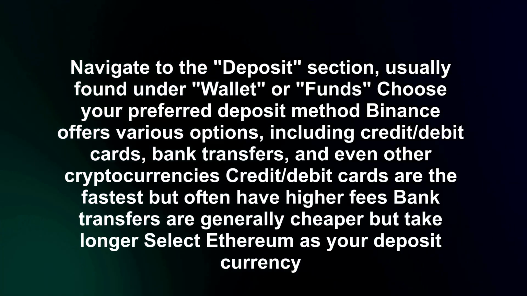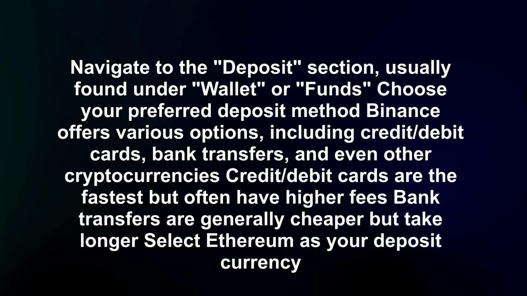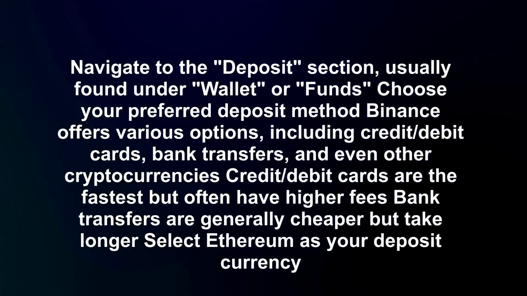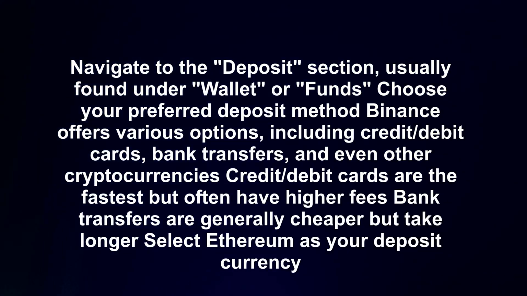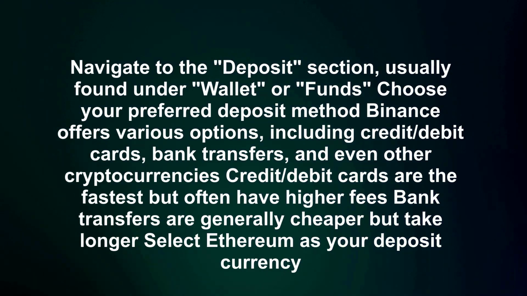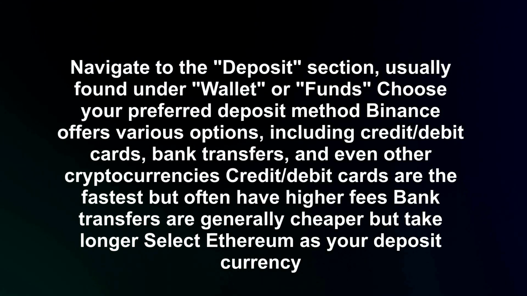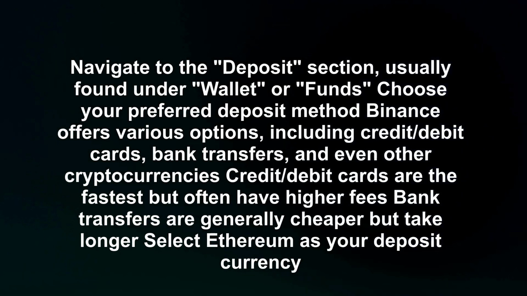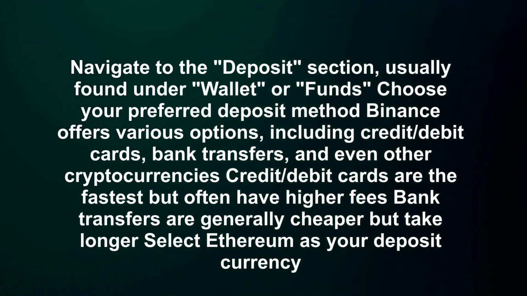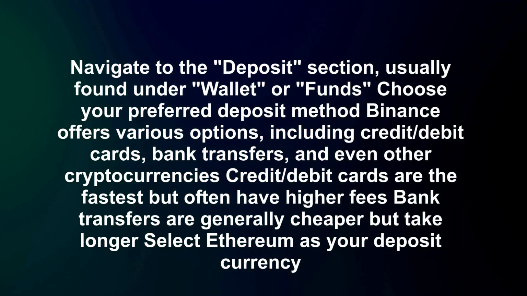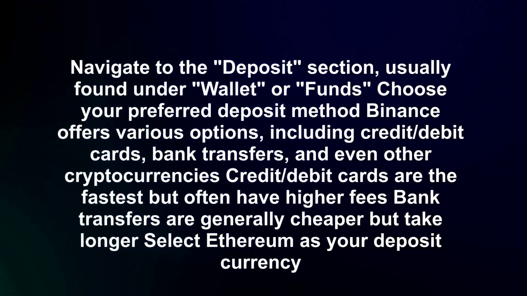Navigate to the deposit section, usually found under wallet or funds. Choose your preferred deposit method. Binance offers various options, including credit and debit cards, bank transfers, and even other cryptocurrencies. Credit and debit cards are the fastest but often have higher fees. Bank transfers are generally cheaper but take longer. Select Ethereum as your deposit currency.